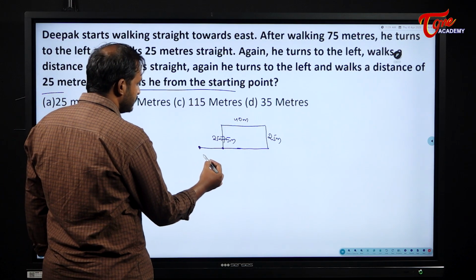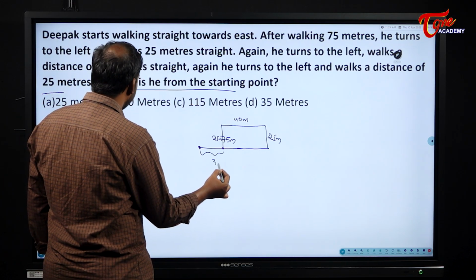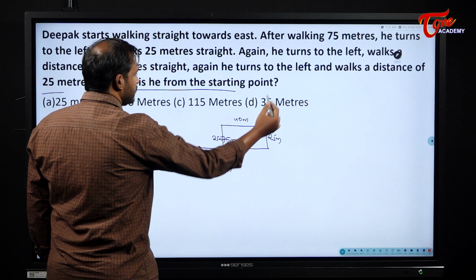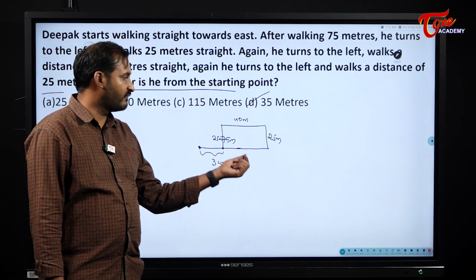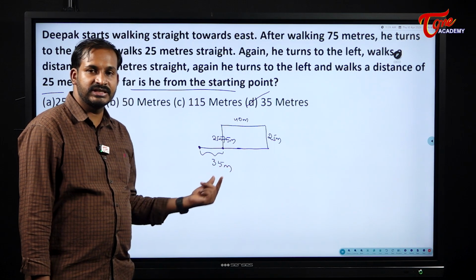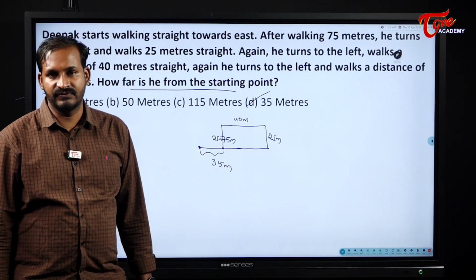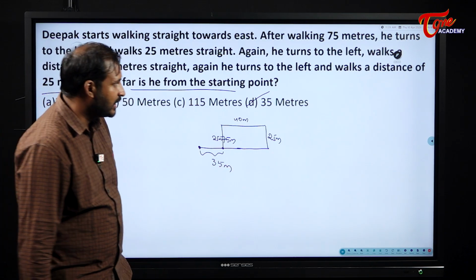See here, students. What is this distance now here? 35 meters. He is 35 meters from his starting point. Why? Because this is overall 75. If this is 40, what about this distance? This will become 35 meters for us here. Understood? Right? The next one.